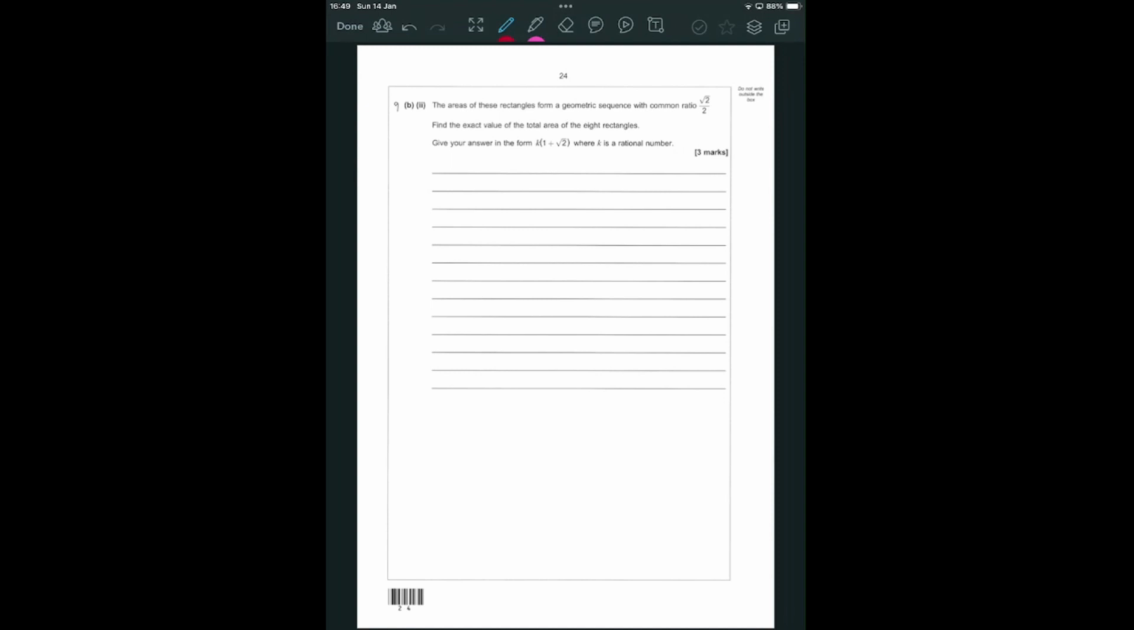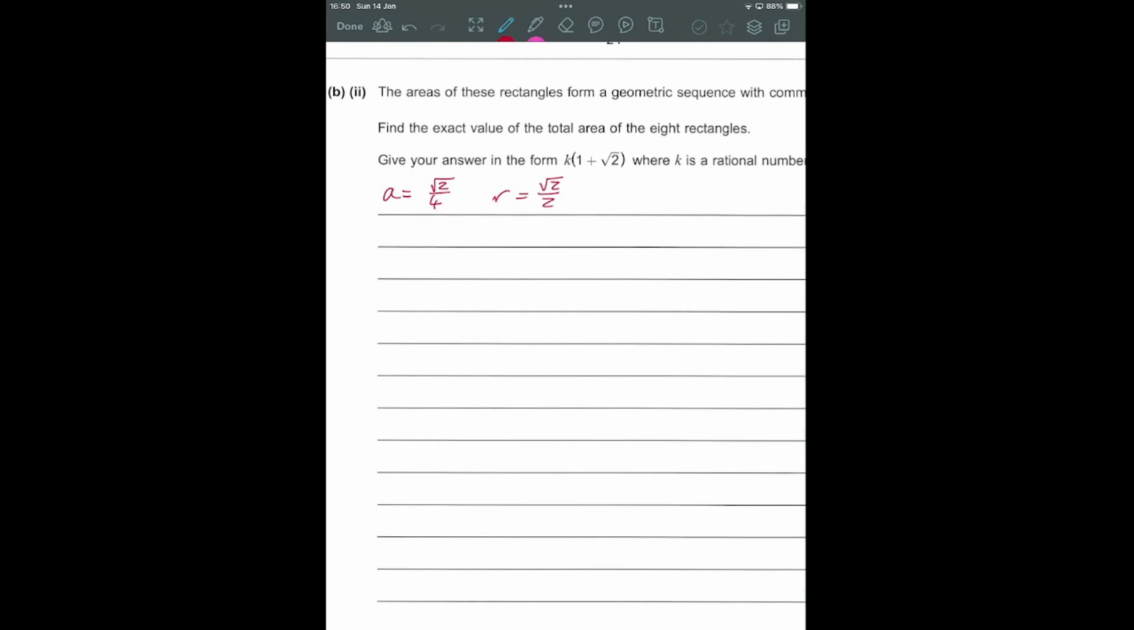Okay, well one thing to notice is that root 2 over 2 is roughly 0.7, so this is the ratio as our rectangles are getting smaller. The first rectangle was root 2 over 4. The common ratio is root 2 over 2. We want the exact value of the 8 rectangles, so we want the sum, not to infinity as I was about to write. We want the sum of the first 8, which is the formula.